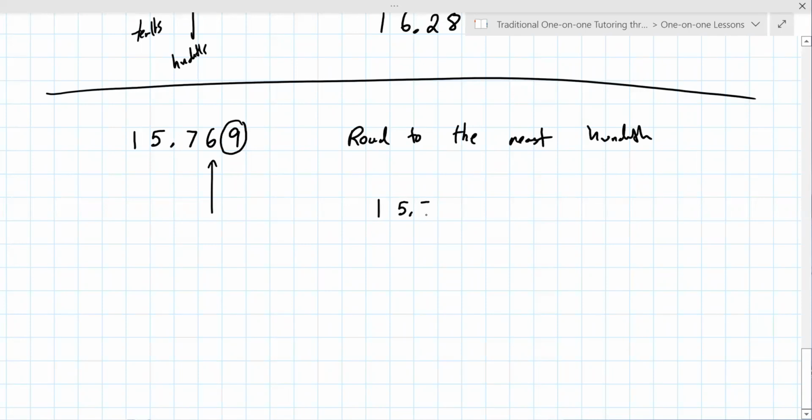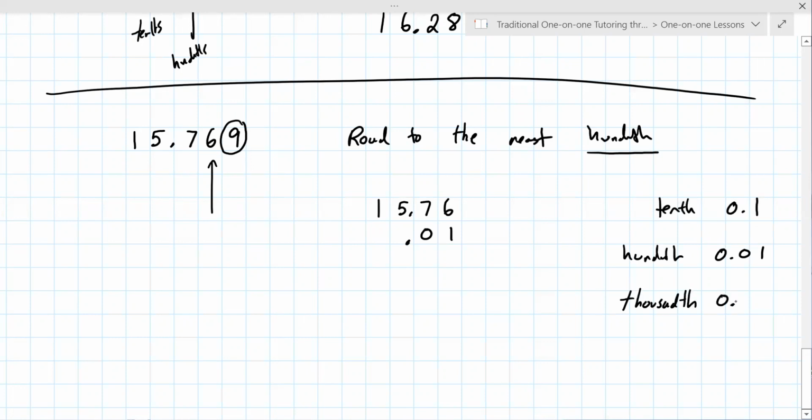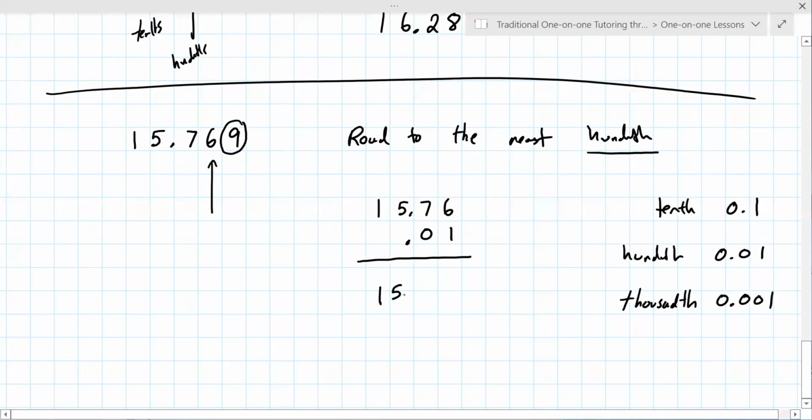Now this time we're adding a hundredth. A hundredth is 0.01. So a tenth, if you recall, was 0.1. A hundredth is 0.01. What's the difference between them? There is another 0 on 0.01. Yes. So what do you think a thousandth will look like? 0.001. Good. So you add these numbers together and you get 15.77.